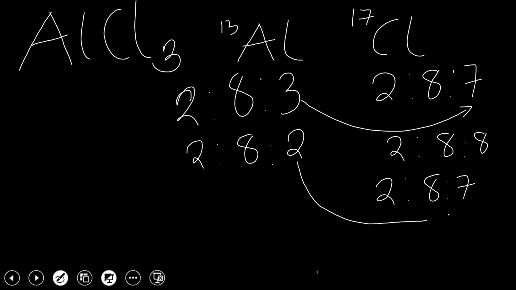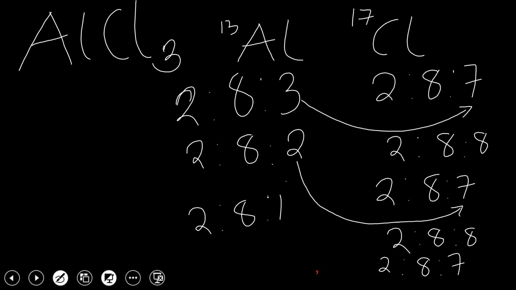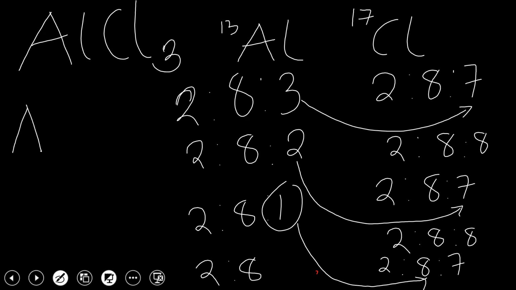The other chlorine also donates... also receives an electron and becomes 2 to 8 to 8. When aluminium donates one electron, it remains with 2 to 8. So aluminium has reacted with 3 atoms of chlorine. That's why we indicate that 3.